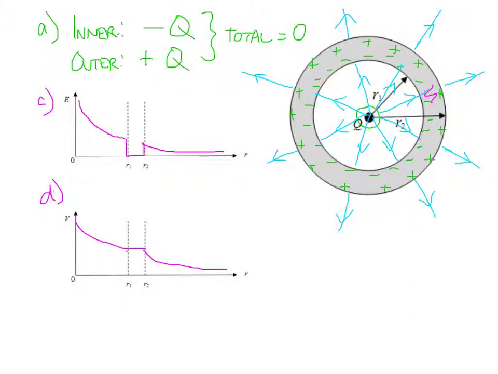So that's the potential graph. That's the graph of potential versus distance.